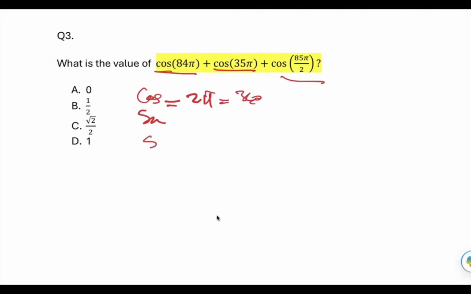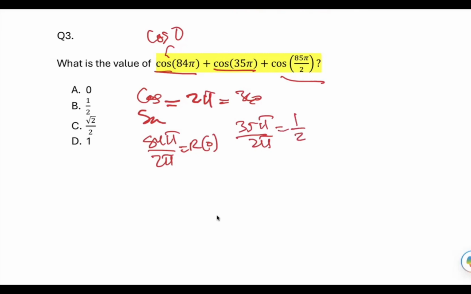So cos 84π, divide by 2π. What is it going to give you? You're going to get remainder 0. That means you go a full rotation. Therefore, this is actually cos 0. That's all. Same thing, 35π, we reduce it over 2π. What is going to happen? This will be left with what? Remainder 1 over 2, because the remainder is a half.